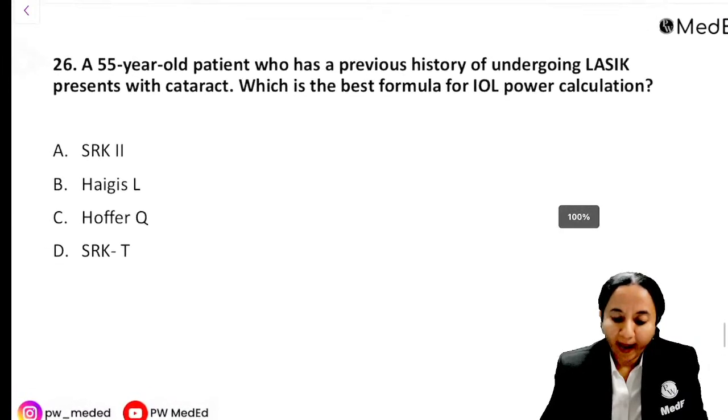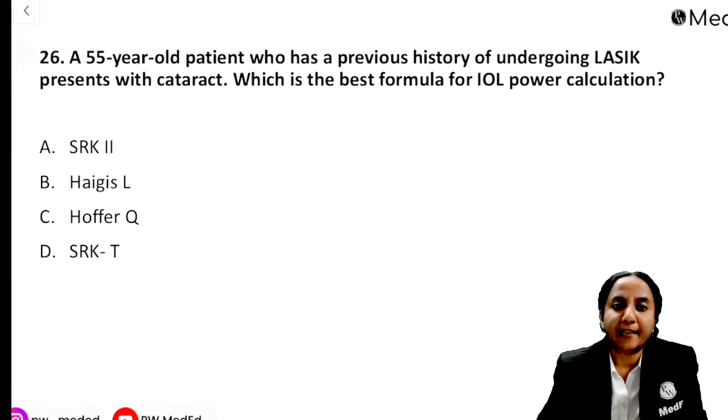A patient who has a previous history of undergoing LASIK presents with cataract. What is the best formula here for IOL power calculation? The options given to us are SRK2, AGS L, Hoffer Q and SRK T. So which is the best formula here?